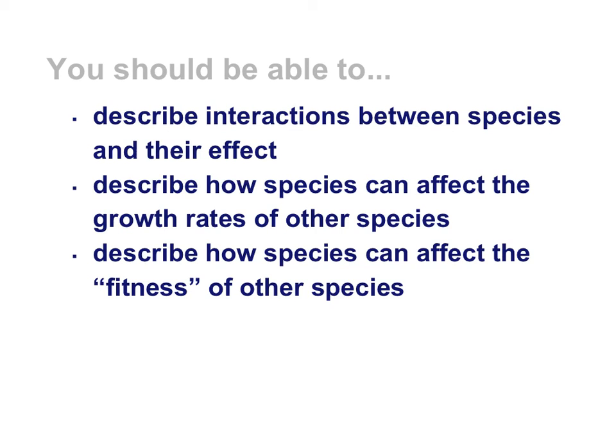So you should review the objectives of the video. Three things. One, be able to describe interactions between species, those symbiotic relationships, and their effect, whether they be positive, negative, or neutral. Two, you should be able to describe how species can affect the growth rates of other species. Different species from different populations within a community compete for limited resources as well, which is obviously going to affect either one's survival. And then finally, describe how species can affect the fitness of one another. Competing or codependent species can really force big selective pressures on one another.